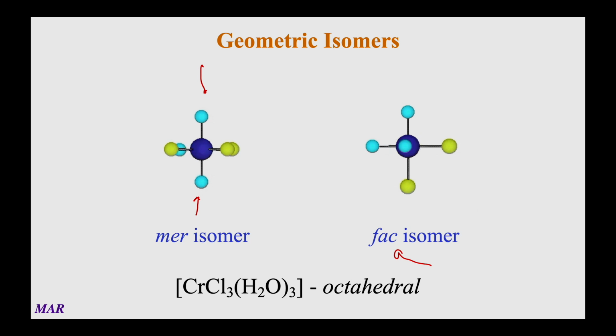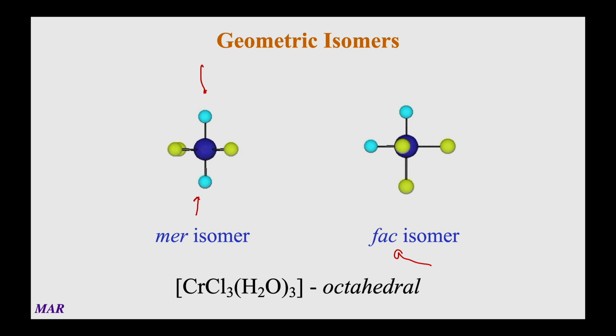All of the bond angles in a fac isomer are 90 degrees. You don't have any 180-degree blue-metal-blue bonds or yellow-metal-blue bonds. All of the angles in the facial isomer are 90 degrees. Because there are differences in polarity, mer and fac can come in really handy.